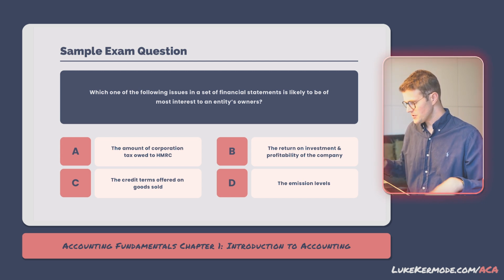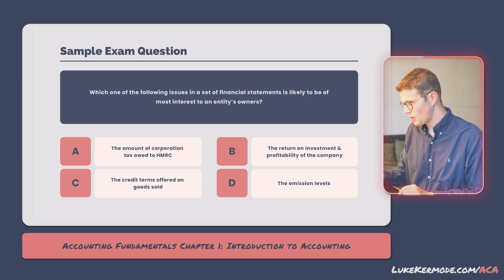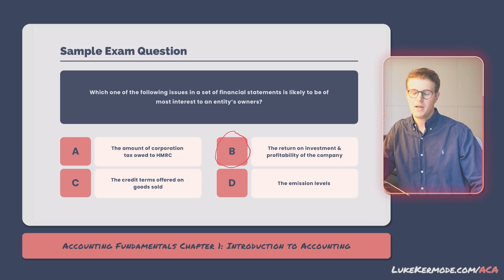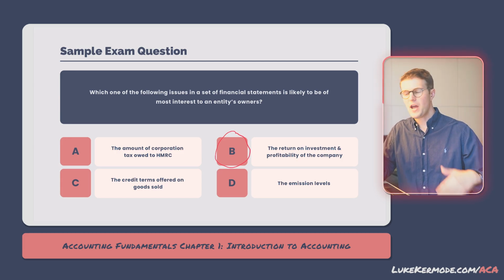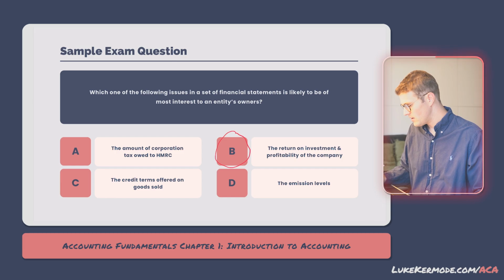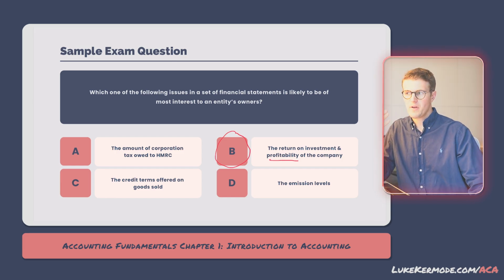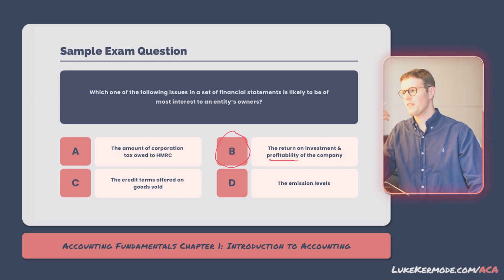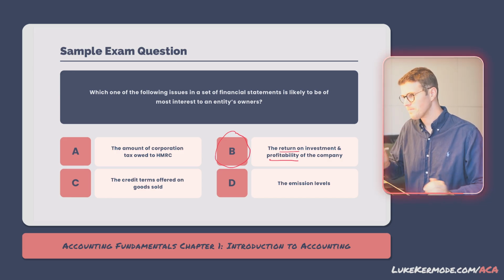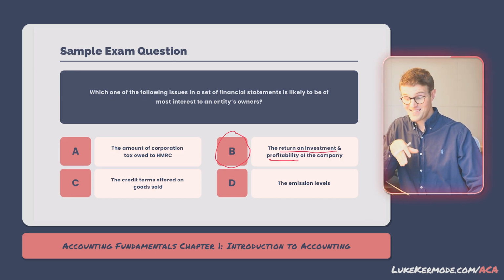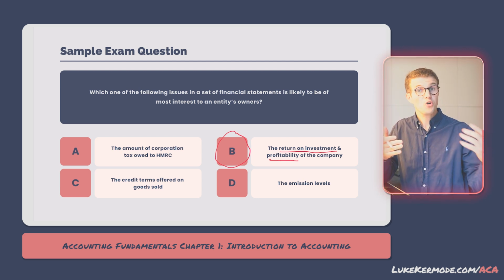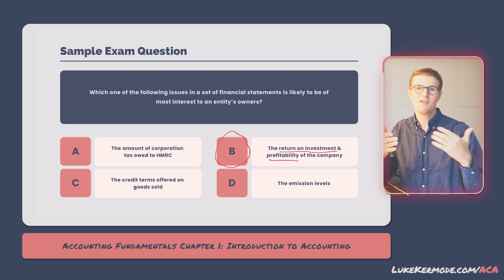So the correct answer is option B, the return on investment and profitability of the company. And the reason why is because shareholders are primarily interested in how well the business is performing financially. They want to know whether the company is generating profits and whether the return they're receiving justifies the risk they've taken by investing in the business. This information helps them decide whether to buy more shares in the business, hold on to their investment, or sell down.